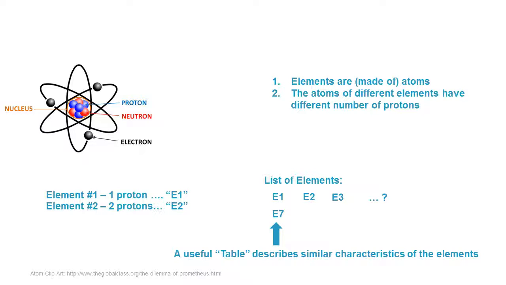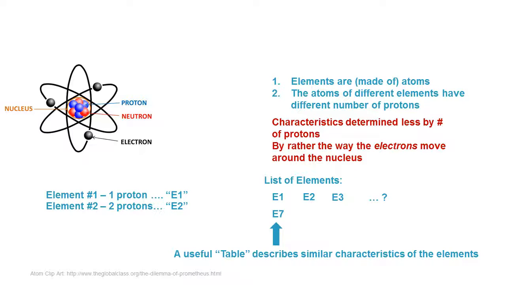And to answer that, we have to say, what makes the characteristics of these elements? Well, we know that the elements have a different number of protons. But it turns out that the characteristics are really determined more by how the electrons move around the outside of the nucleus and how they move around those protons.